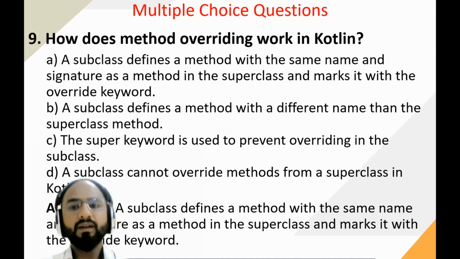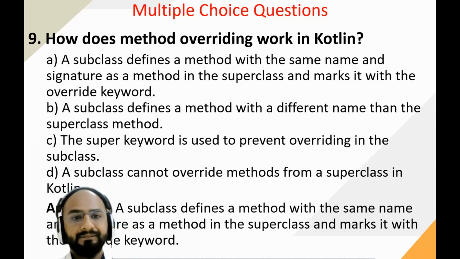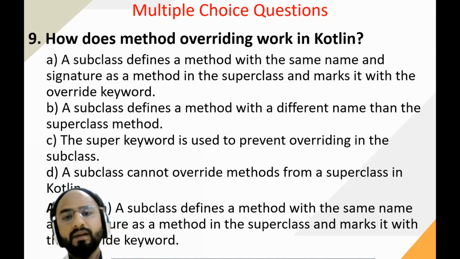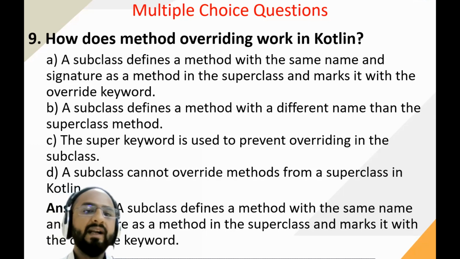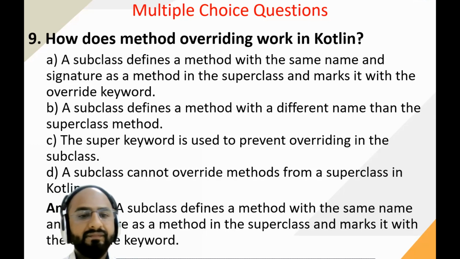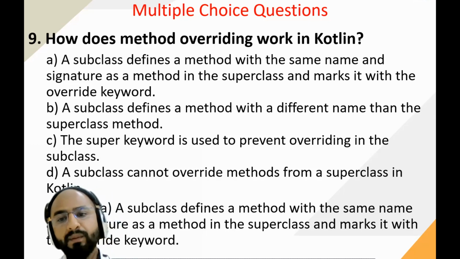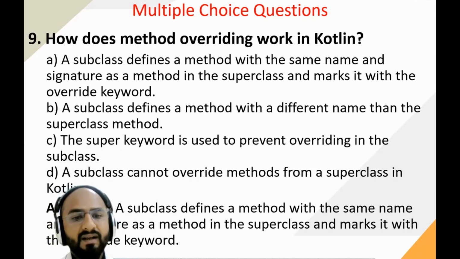How does method overriding work in Kotlin? It is also a very important question about method overriding. A, a subclass defines a method with the same name and signature as a method in the superclass and marks it with the override keyword. B, a subclass defines a method with a different name than the superclass method. C, the super keyword is used to prevent overriding in the subclass. D, a subclass cannot override a method from a superclass in Kotlin. So right answer is A.